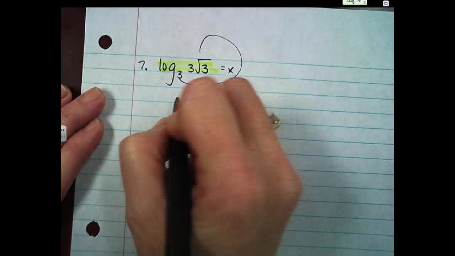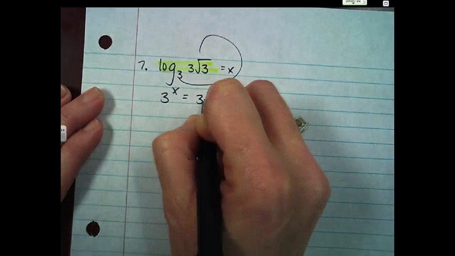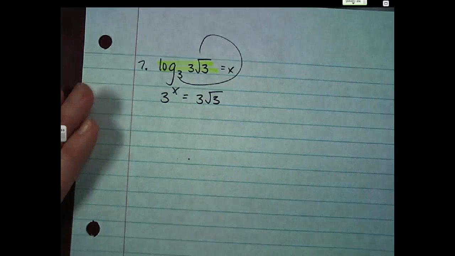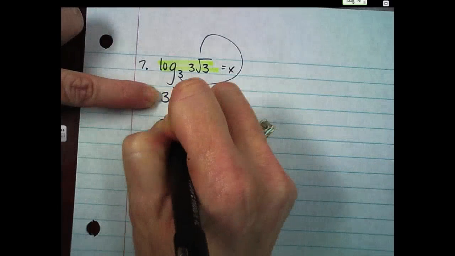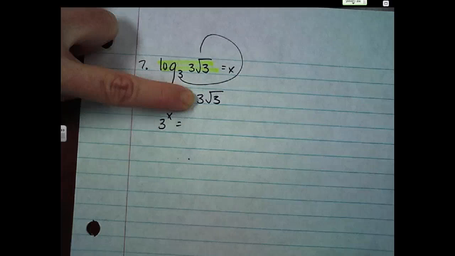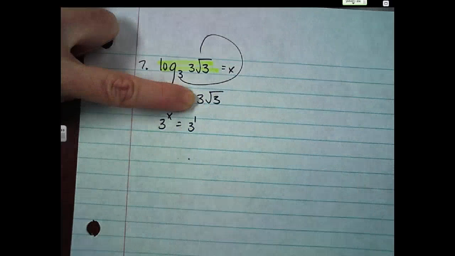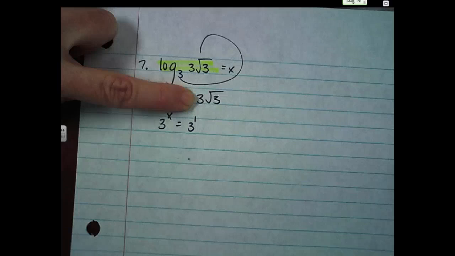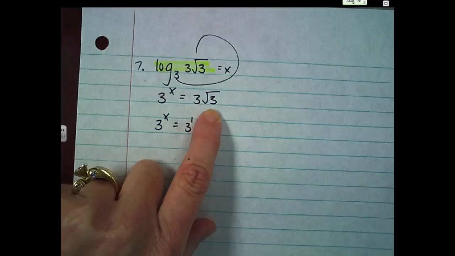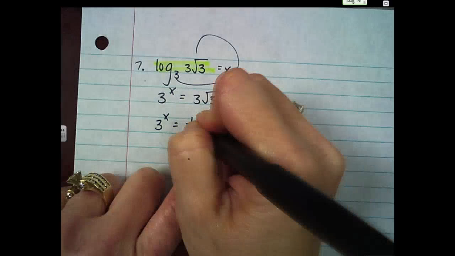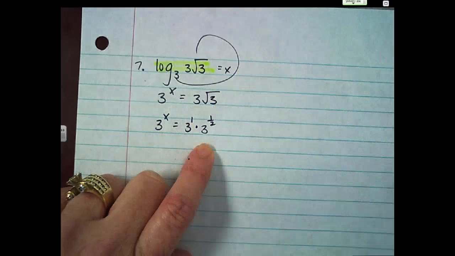Okay, when it doesn't work, what did I tell you to do? Write everything with the same what? Base, good. So there's a common theme going on here, right? So this is what it means: 3 to some power equals 3 root 3. So if I write everything with the same base, let's try it. Well, I can't write 3 to the x any other way, so I'm going to leave 3 to the x the way it is. This is the same as 3 to the 1st power. We're good with that, right? And how do I write the square root of 3? 3 to the what power? We talked about this in the warm-up. This is the same thing as 3 to the 1/2 power, power over root.